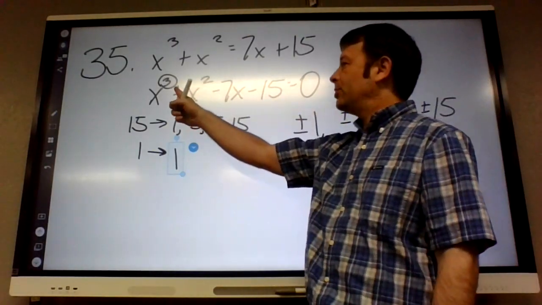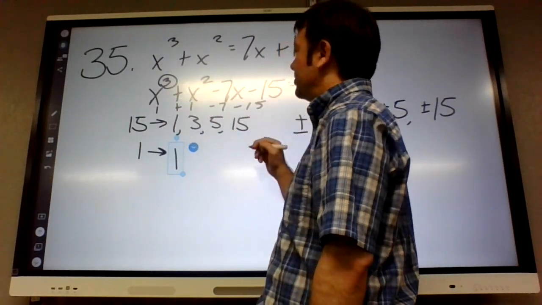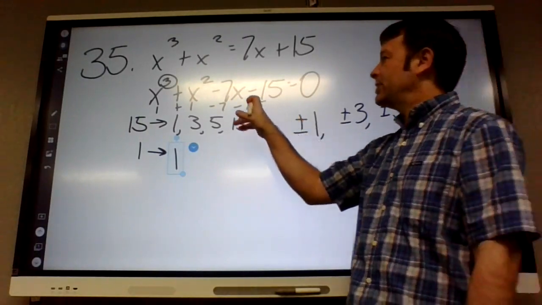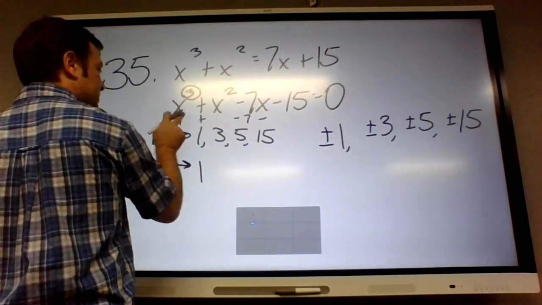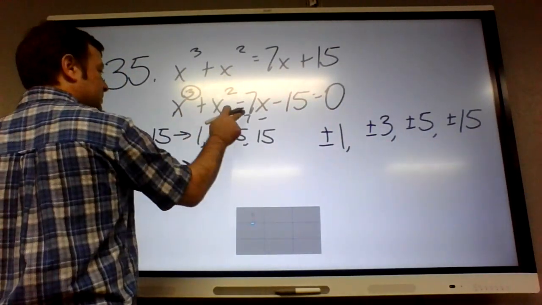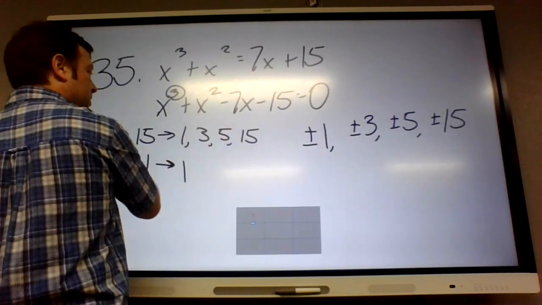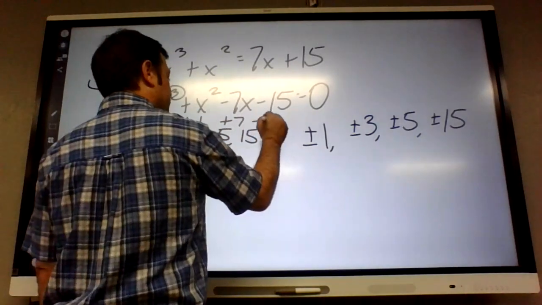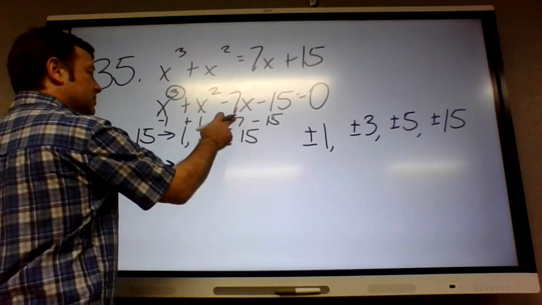If I plug in 1, this would be 1 plus 1 minus 7. Does that equal 0? No. If I plug in negative 1, whoops, not efficient. If I plug in negative 1, I get negative 1 plus 1 plus 7 minus 15. Does that work? Yeah, it looks like it does.